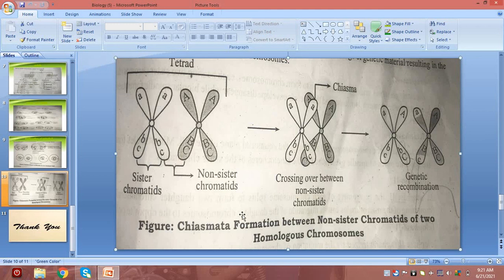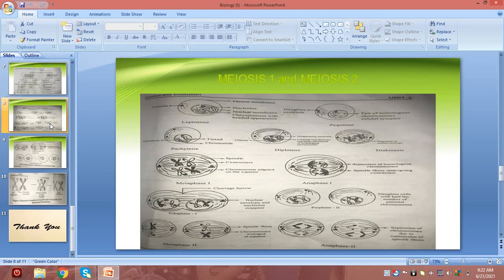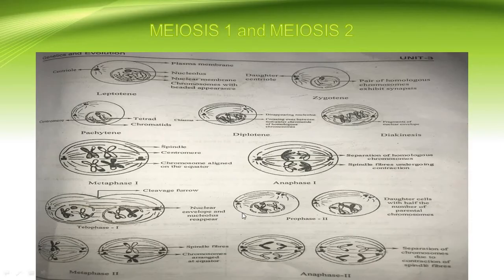So this is the chiasmata formation between non-sister chromatids of the two homologous chromosomes. These are the chromosomes with four chromatids. We call it a tetrad. Chiasma is the exchange of genetic material between the chromosomes. So we were discussing meiosis. These are the tetrads, or the chromatids of the chromosome, as we have just discussed.